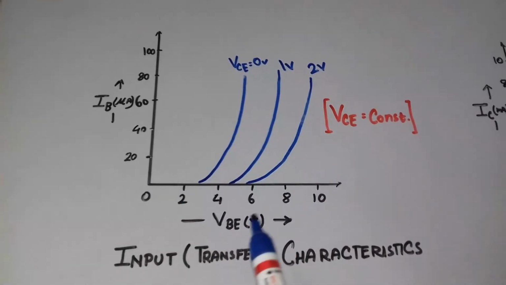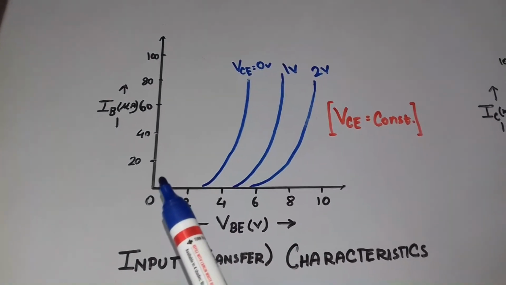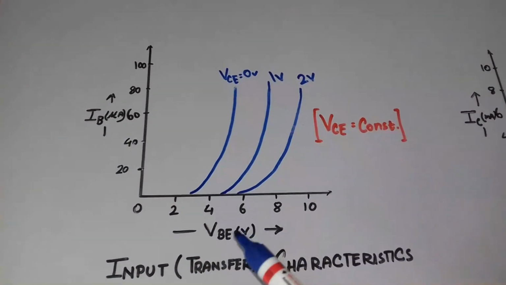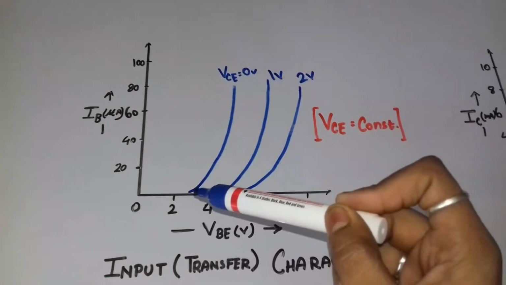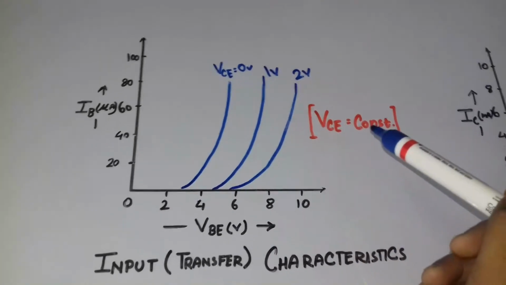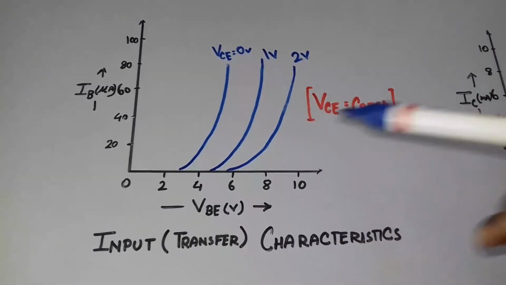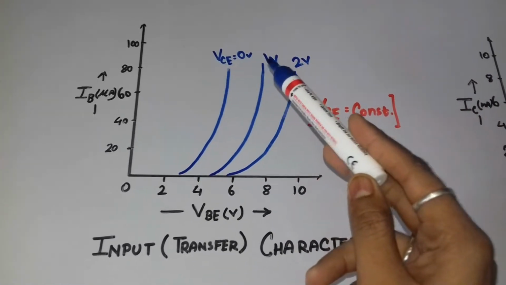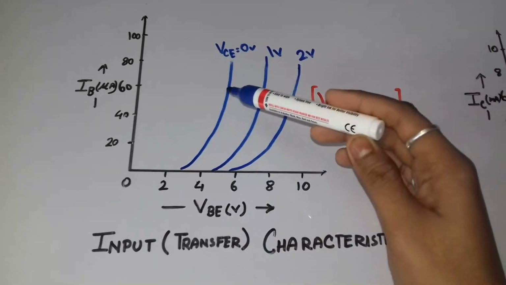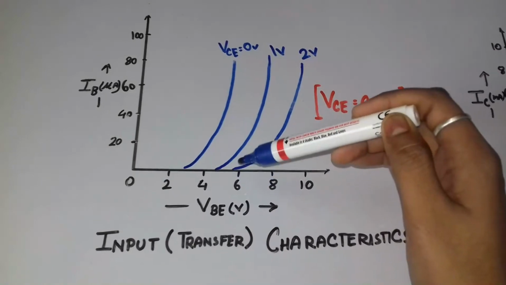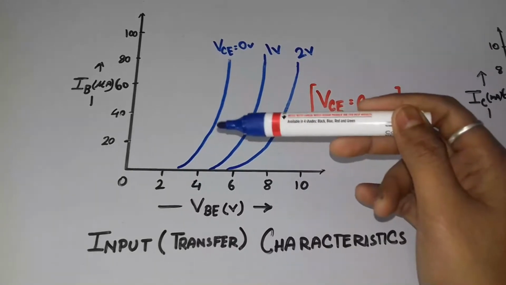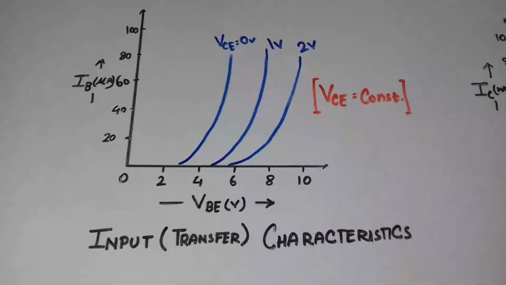The x-axis is taken as the VBE and the y-axis is taken as the IB, which is scaled in microampere, and the x-axis is scaled in volt. So by increasing the voltage, the current will drastically increase, keeping VCE constant. So this is the input characteristics curve. Now if we increase VCE, or if we take this at constant VBE, then for a higher value of VCE, the value of IB for the same VBE will be lower.